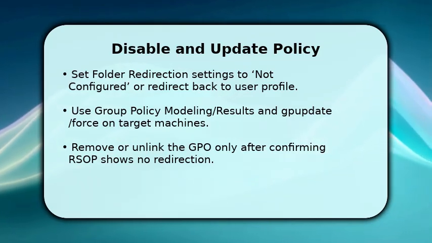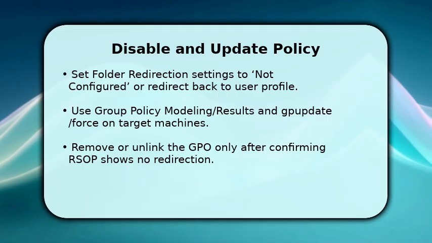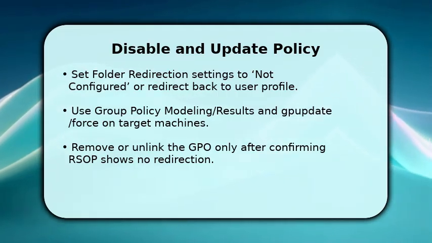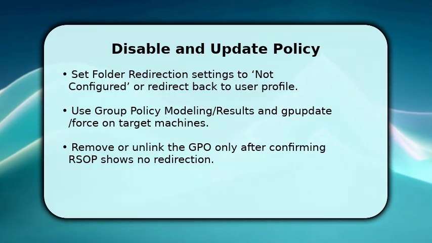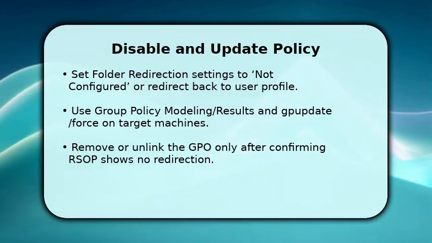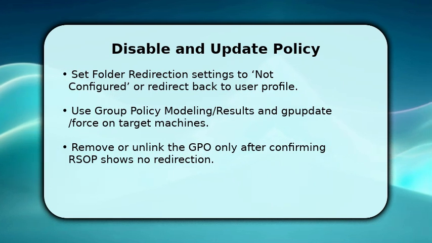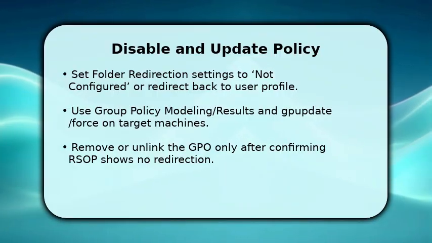After saving, run group policy modeling or results to preview changes, and instruct admins to run gpupdate /force on representative machines. This forces policy application. Make sure you verify resultant set of policy so you can confirm users will revert cleanly before you remove or unlink the GPO from OUs.